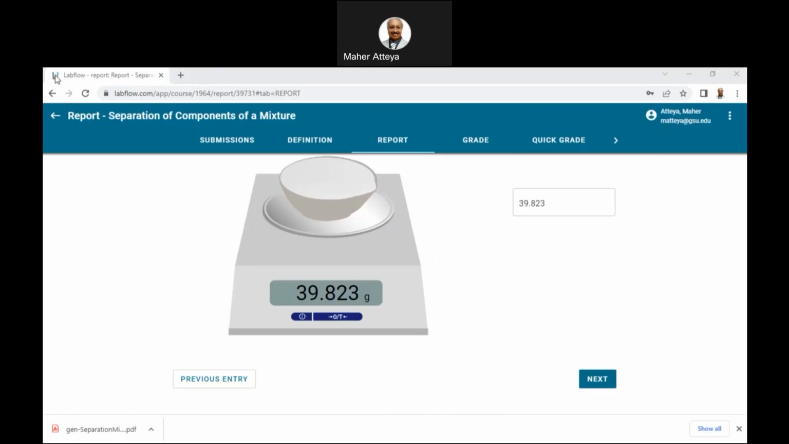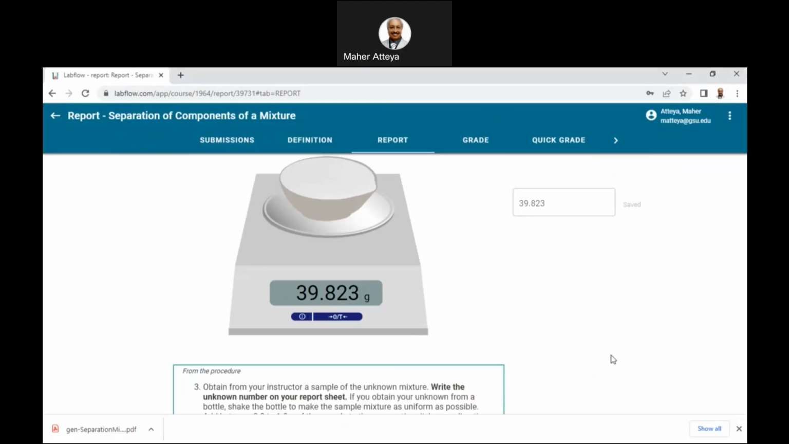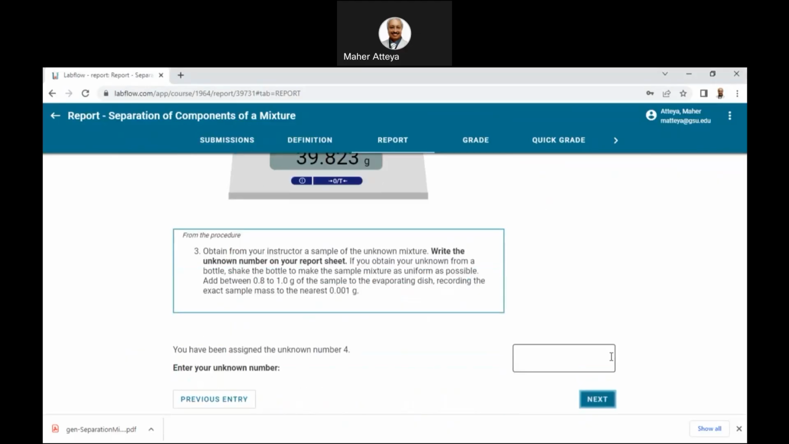So every time, save it. Let's go for the next step. Next step is next. So we are measuring really a crucible empty, 39.823 grams. Next, it says obtain from instructor a sample, right? So we have our unknown number 4. So we are getting our sample and click next.